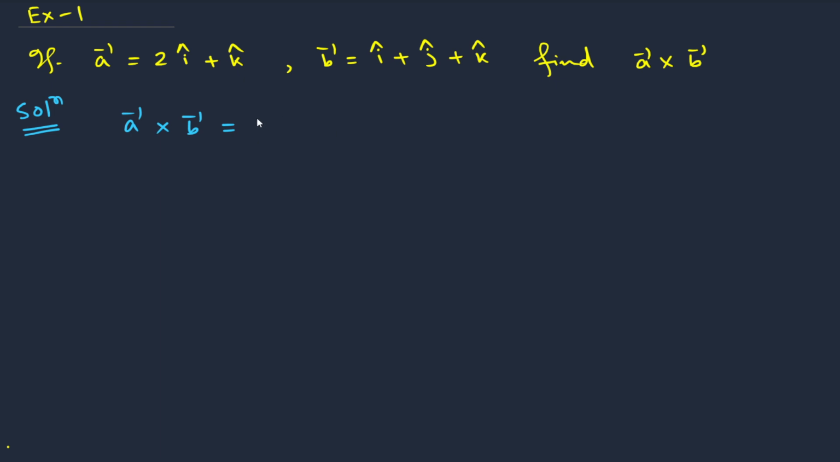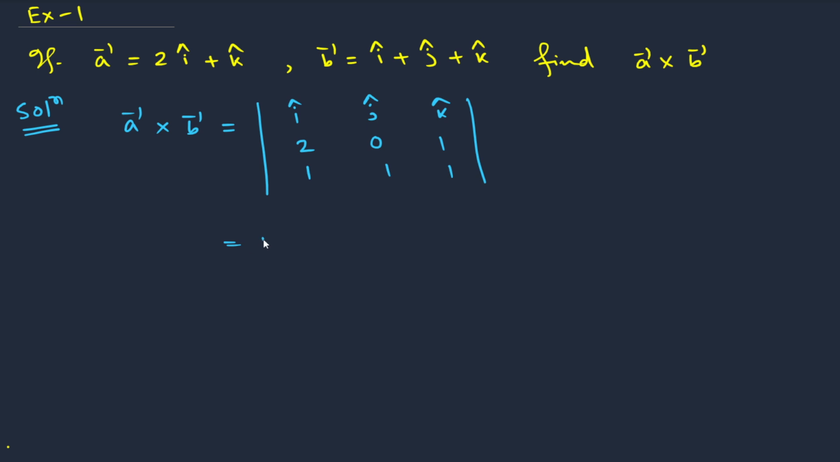So how will we find a bar cross b bar? It is a determinant. First row is i cap, j cap, k cap. Second row will be 2, then there is no j cap, so 0, and then 1. Then the coefficients of b bar: 1, 1, 1.